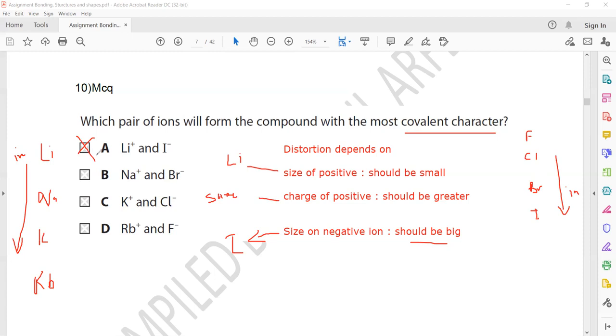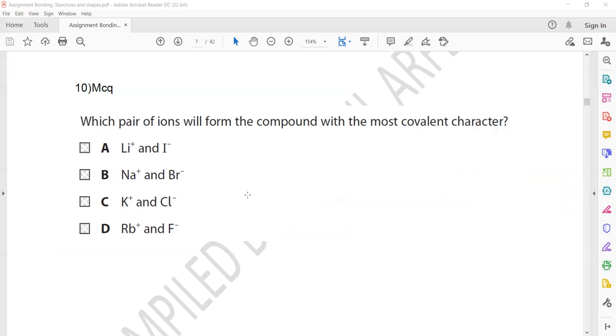Is it clear? The polarization or distortion depends on the positive ion size. It should be smaller. Positive ion charge should be greater. And negative ion size should be larger. Moving on to the next question.